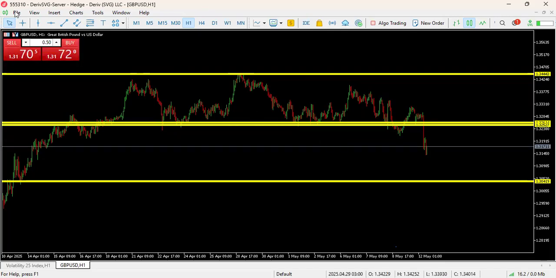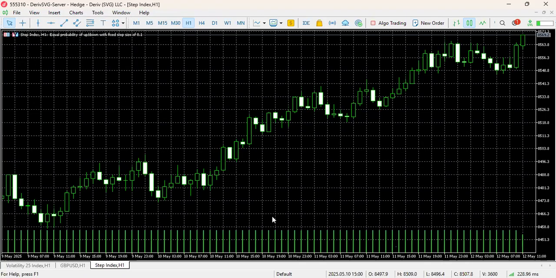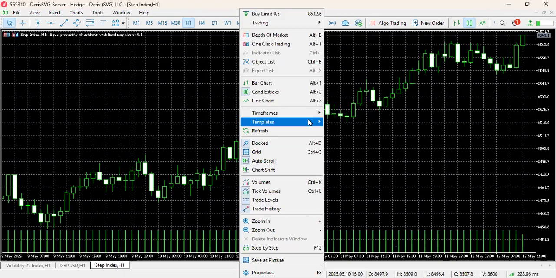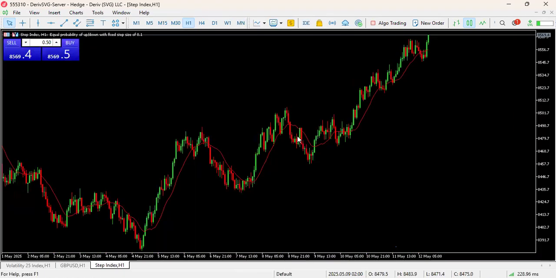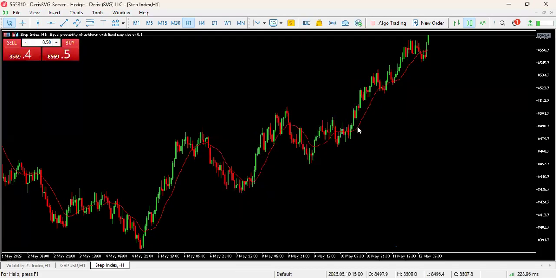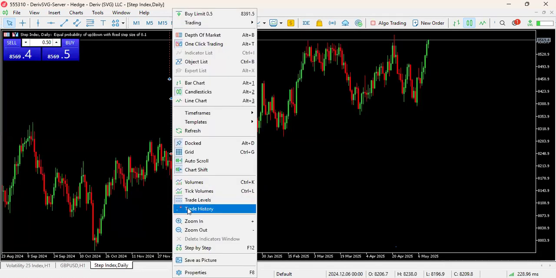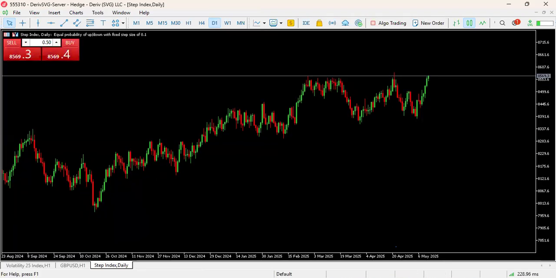So let's look at another chart again. Let me show you this example. Let me use step index. Let's see step index. So let me remove all my drawings. Okay, so first, you can even start from the weekly time frame.